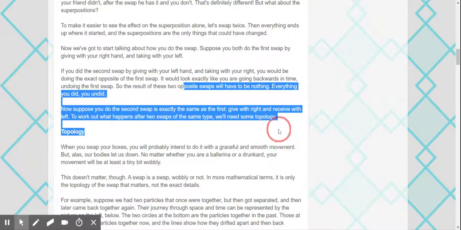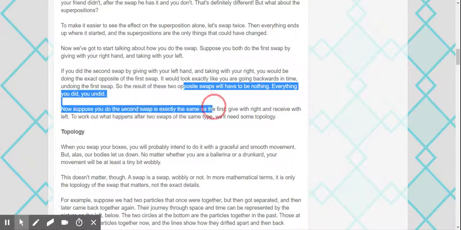Now suppose the second swap is exactly the same as the first: give the right and receive the left. To work out what happens after two swaps, we'll need some topology.